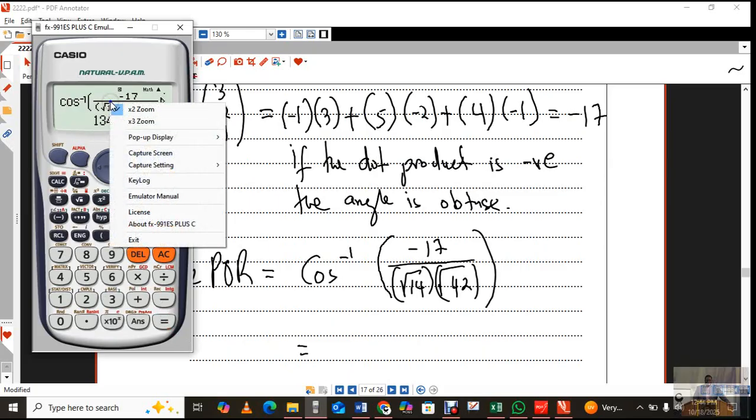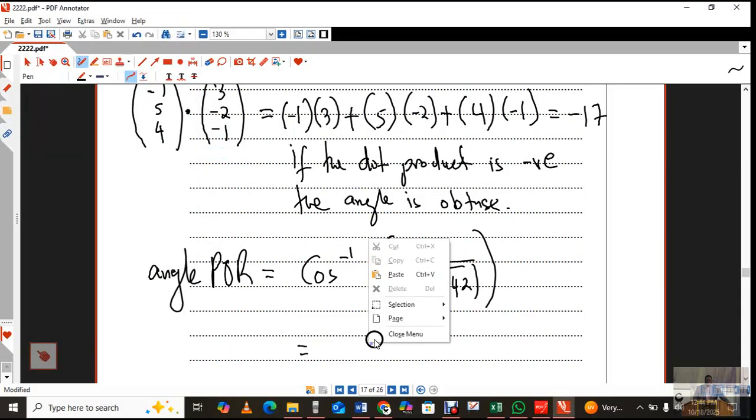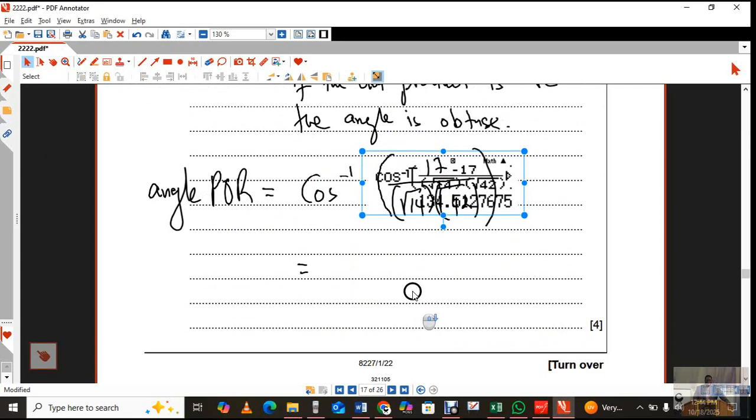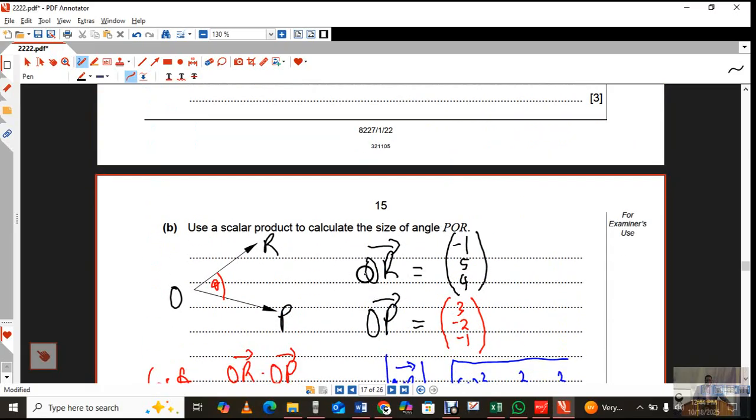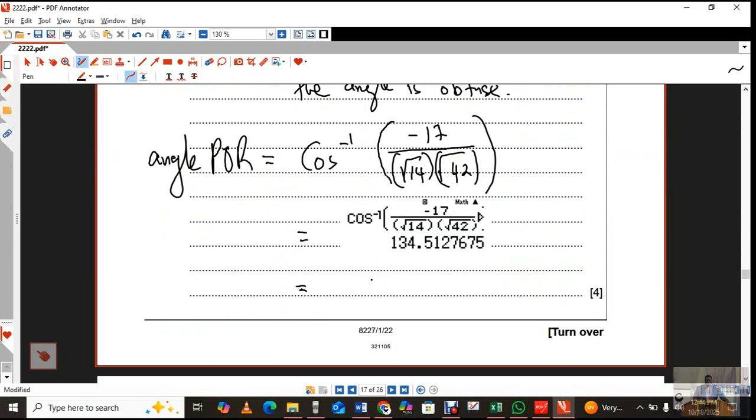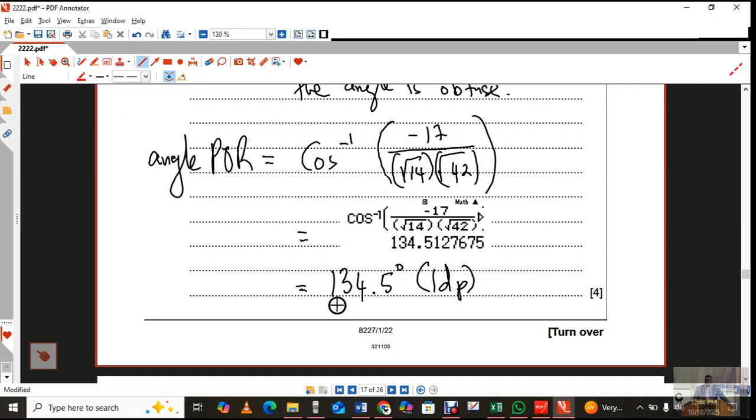Right, so let me just capture that and paste my answer. You just have to write from your calculator. Therefore, the angle to 1 decimal place. They didn't specify in the question, but from your instructions right from the beginning as I was introducing this, I said angles in degrees should always be given to 1 decimal place. So 134.5 degrees to 1 decimal place. Okay, so this is the solution that we're looking for.